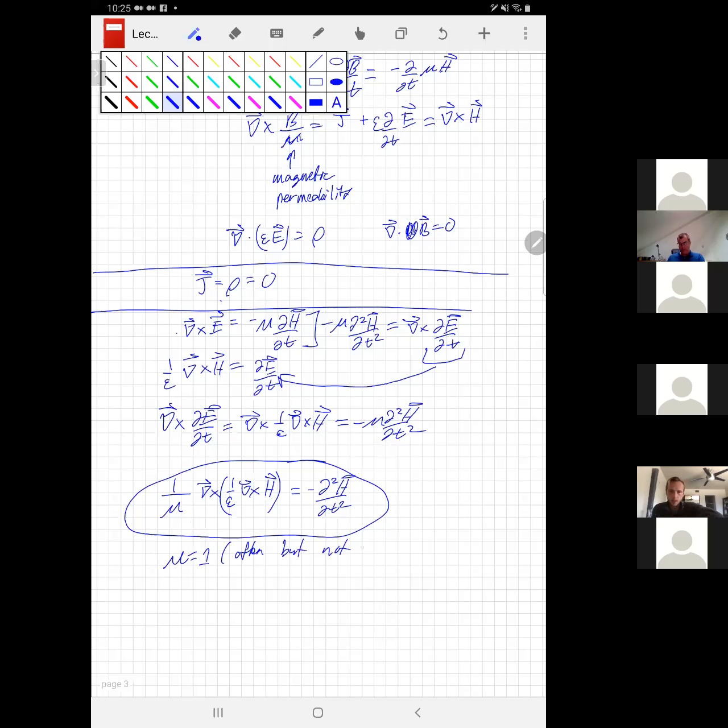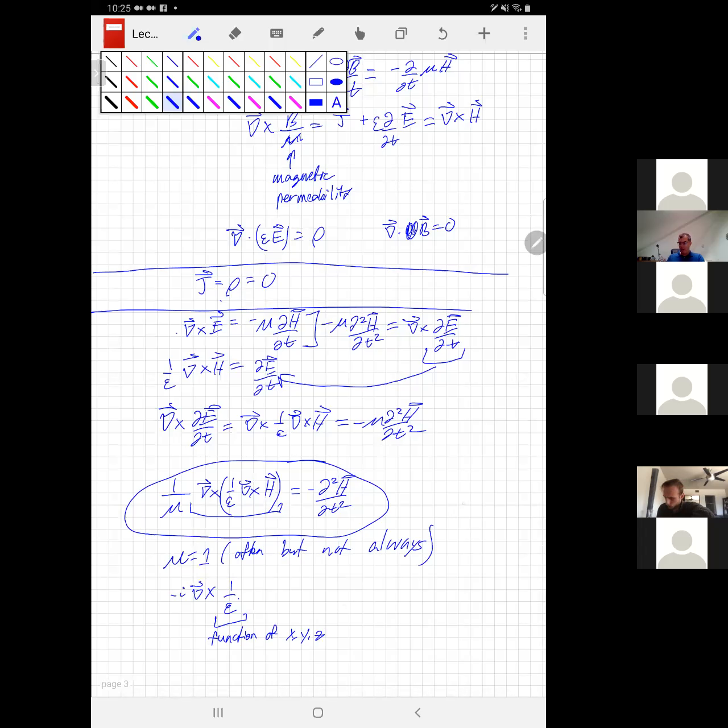Often, but not always. And if mu is 1, then we've just got this. And we've got this symmetric product of, I'm going to write it as minus i curl crossed with 1 over epsilon. This is a function of x, y, and z, because epsilon does depend on the kind of material. Epsilon can be very, very different from 1, because the refractive index of a material is very different from 1.